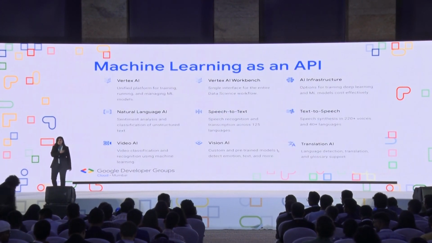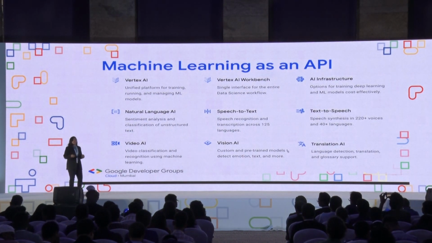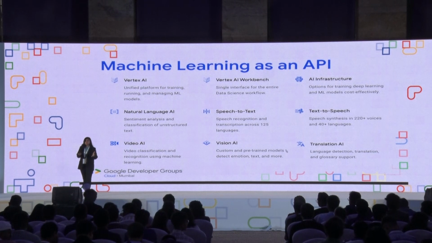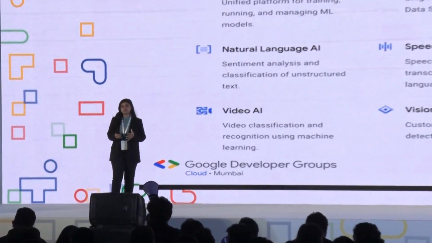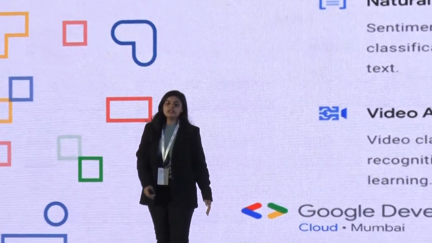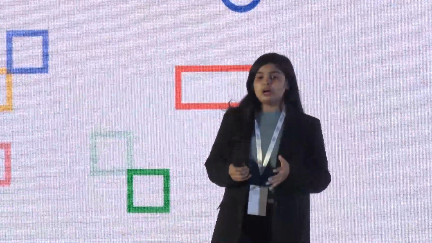Okay. Now, talking about machine learning as an API, and seeing the broad categories we have for machine learning on GCP, we have a wide variety of products and services that GCP offers. Starting with speech to text, which allows speech recognition and transcription across 125 languages, then going to text to speech. Then we have translation AI, vision AI, video AI, and other different services as well.